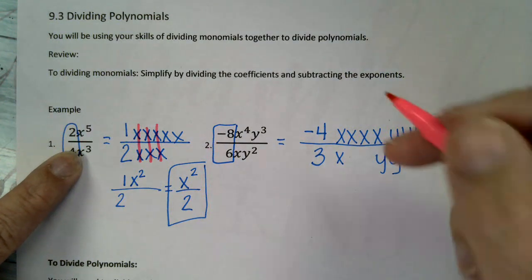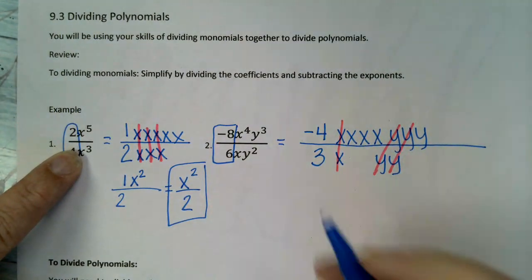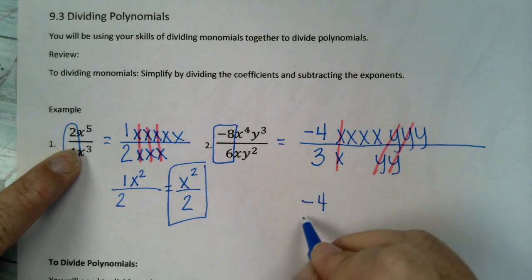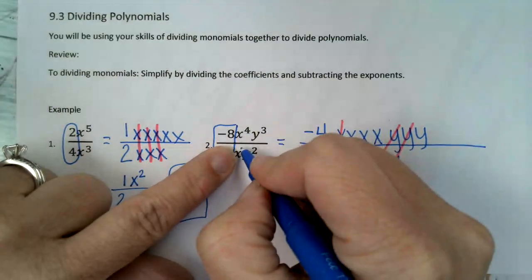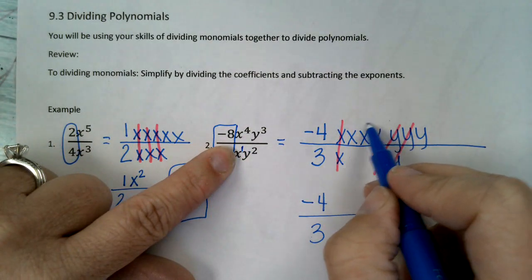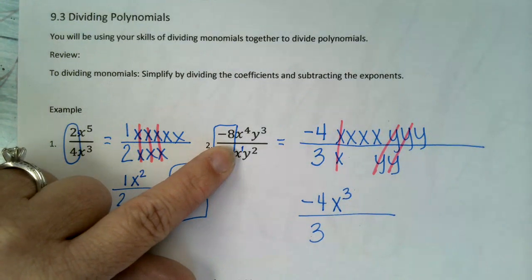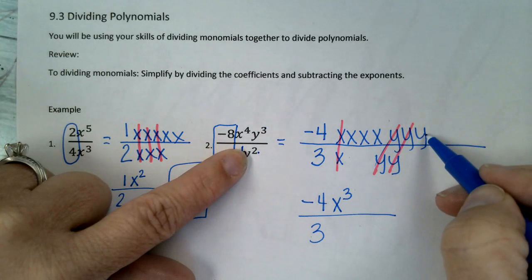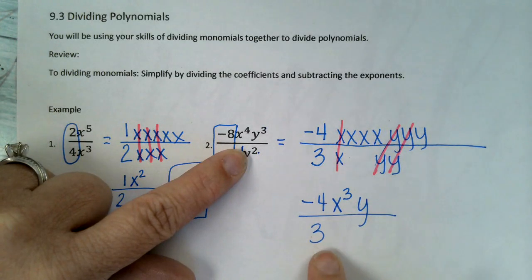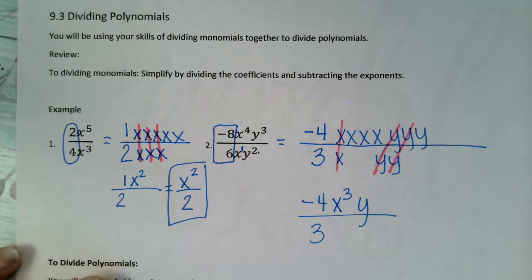Then I'm going to divide away everything that's found on top and on bottom. So then you're going to be able to see 4 take away 1. There's an understood 1 here, is 3. Notice that there's 3 x's left here on top, so I'm going to put an x to the third. 3 take away 2 is 1. Notice when I divided it out, there was only 1 left on top. So there's no letters left on the bottom. So that's how you divide monomials.